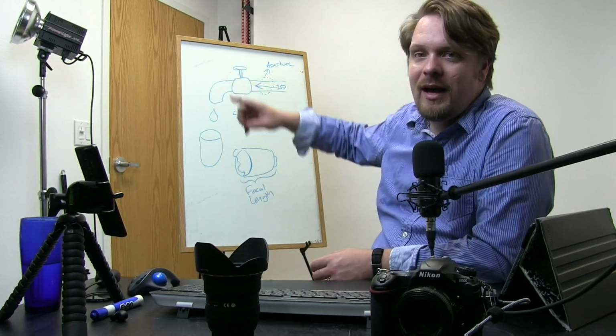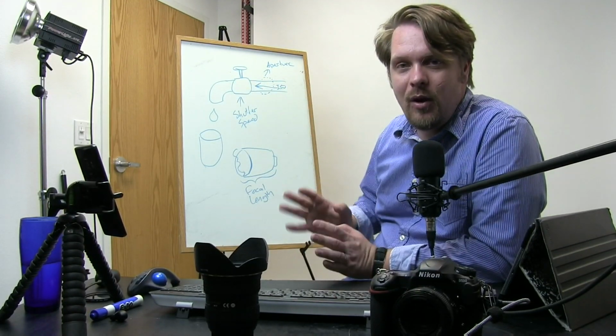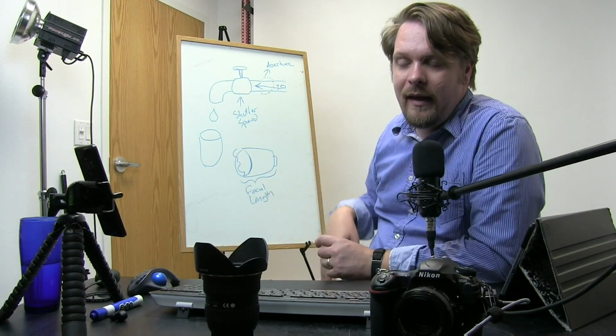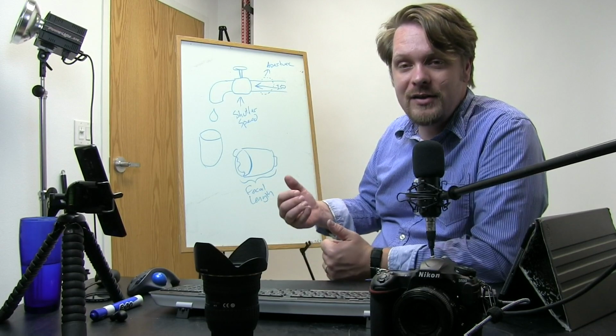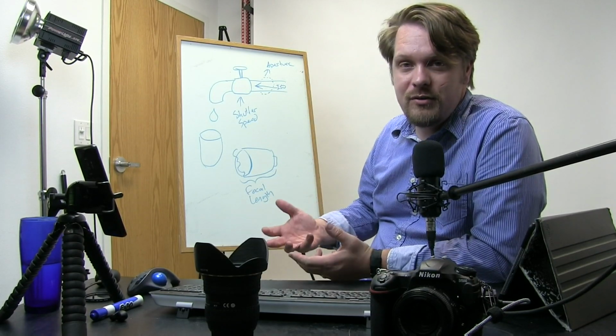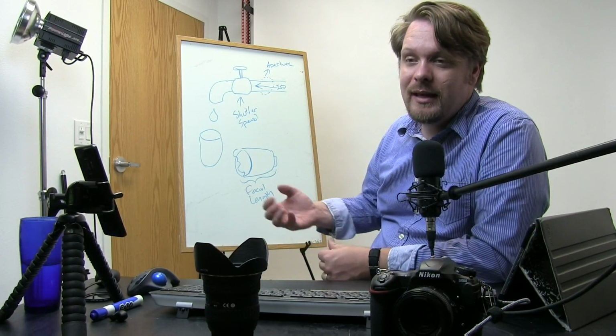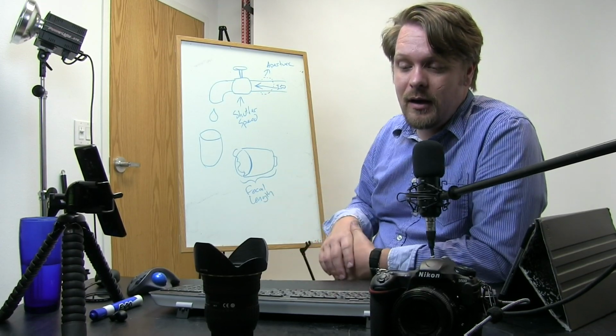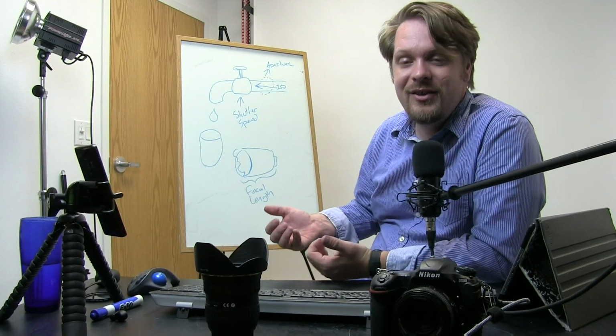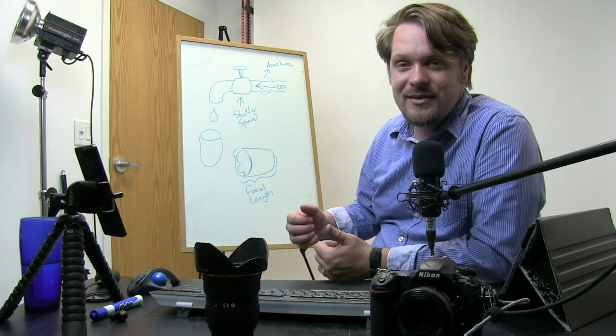And then finally you have ISO. ISO is kind of like the water pressure in the pipe. And so the more water pressure it is, the more it'll splash. The higher your ISO, the more noise you get in your image. The lower the ISO, you get less light, but you also get less noise.